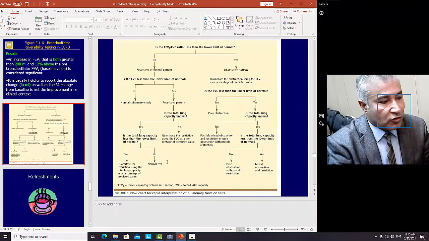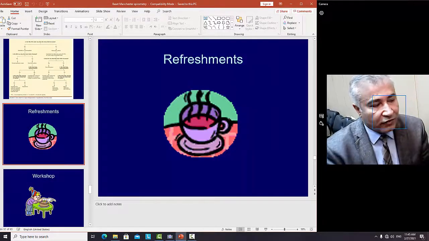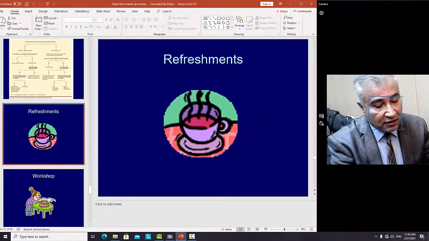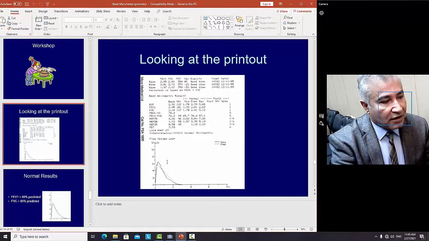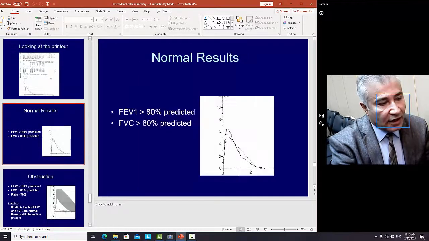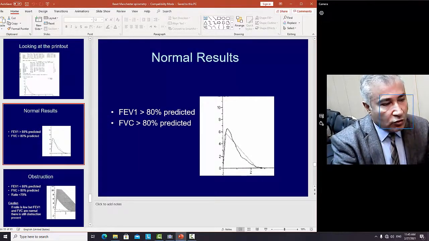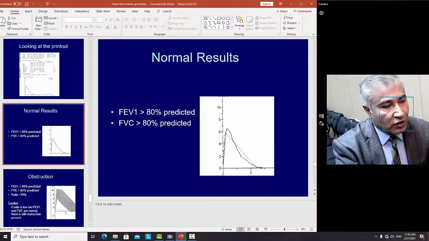This is a simple algorithm to differentiate or to read pulmonary function. And thanks for your interest. In this workshop on how to read pulmonary function, I leave this for you to test yourself.